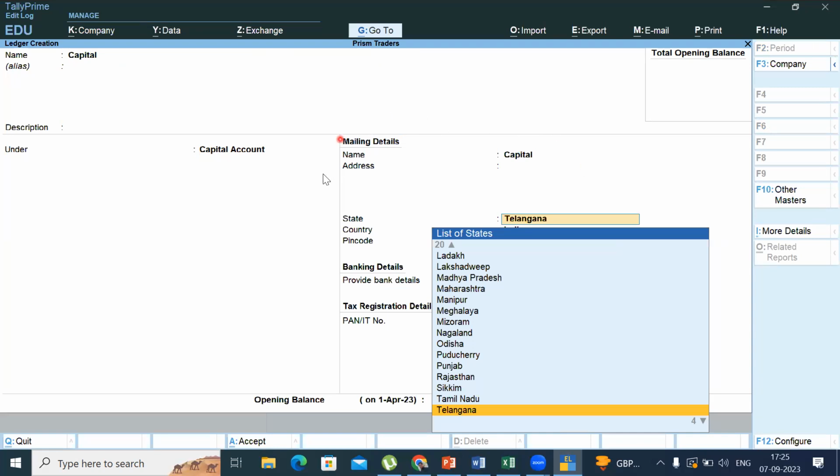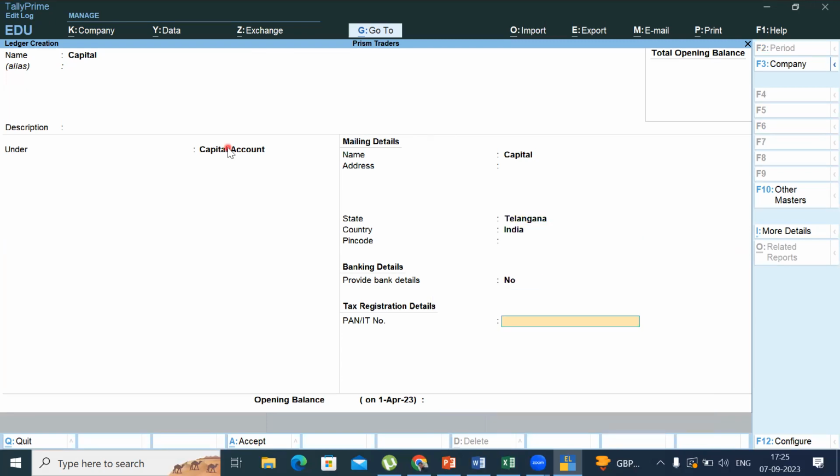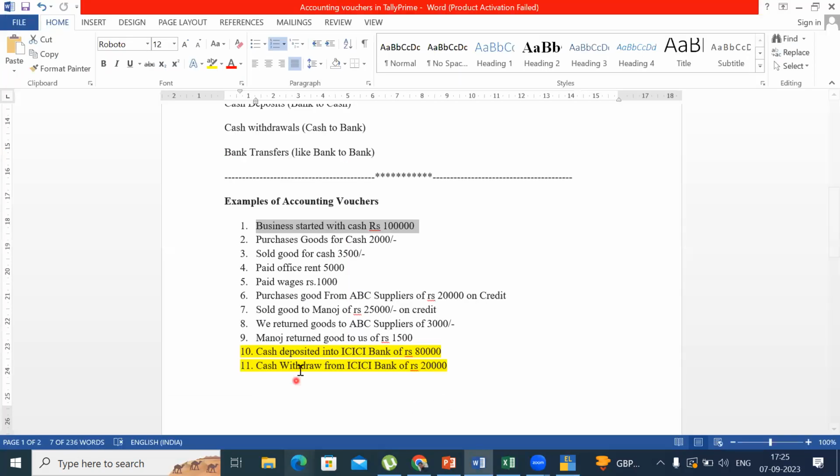On the right hand side, a dialog box appears. This is the mailing details box, with information regarding the ledger account, like supplier ledgers or customer ledgers. Based on the ledger, you fill in the details. In this case, for the capital account, just press enter to save. If you have any opening balance as on 1st April of the financial year, you can enter the amount here. We don't have an opening balance, so just skip, which means press enter to save. So here one ledger is created successfully.